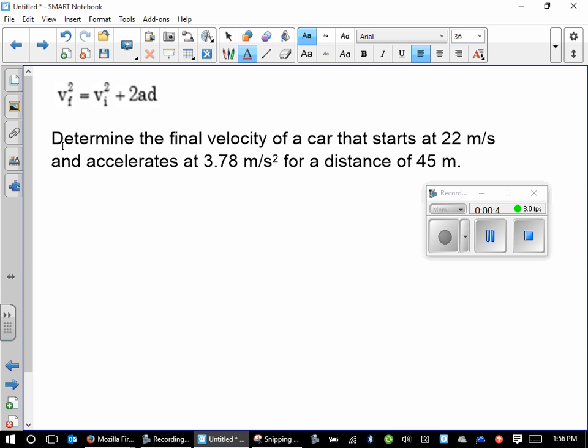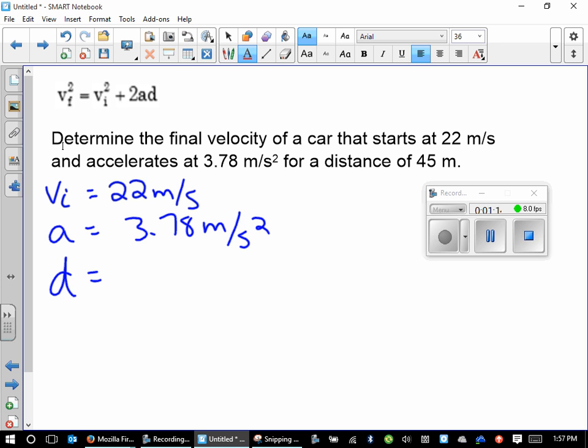Determine the final velocity of a car that starts at 22 meters per second, accelerates at 3.78 meters per second squared for a distance of 45 meters. So let's write out what we know. We know our initial speed because it starts at 22 meters per second. We know our acceleration is 3.78 meters per second squared. And we know our distance is 45 meters. What we're trying to find is final velocity.